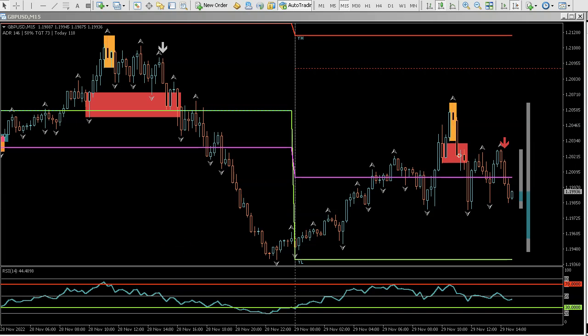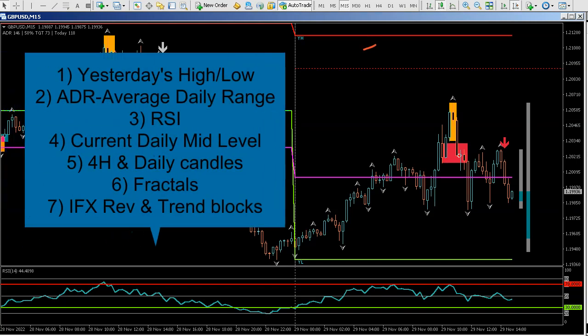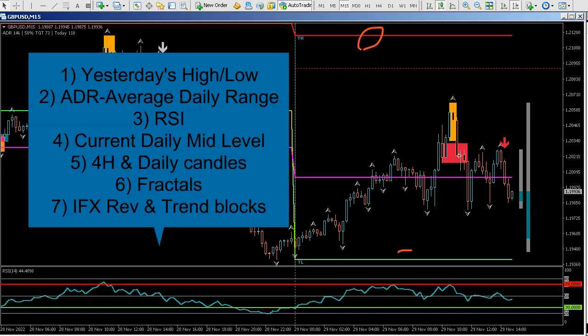So the idea in here is that we have different types of indicators that we're going to be using, which is going to be here, yesterday's high and yesterday's low, okay? We're going to have the ADR, which is going to be this dotted line right over here. We're going to be using the magenta, which is the daily mid-level, okay, right over here. So on the right-hand side, we have the daily candle and the 4-hour candle, right? If we have the daily candle right over here, what does that mean? What is halfway of the daily candle? Well, it's going to be this magenta line, okay?